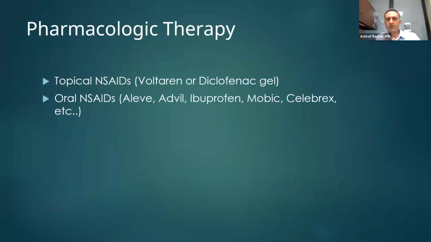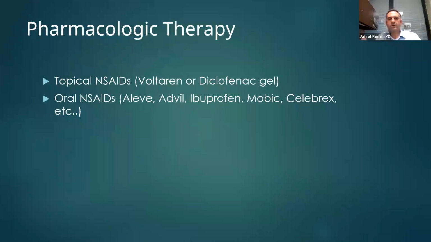They're over-the-counter like Aleve or Advil or ibuprofen, or prescription medications like Mobic and Celebrex. They're effective, they usually work well. They have more side effects. And in certain people, you cannot use them. If someone has a history of a stomach ulcer or a history of kidney disease, we usually prefer not to use them, although we could, but maybe with caution.